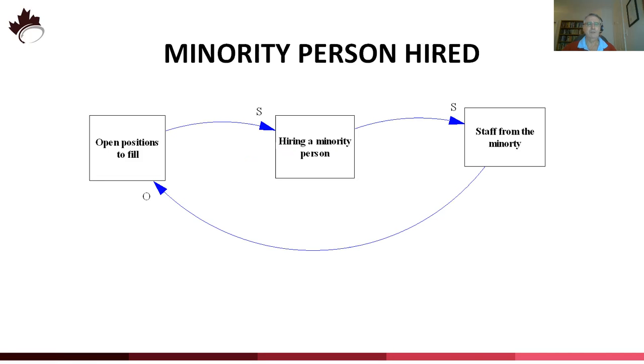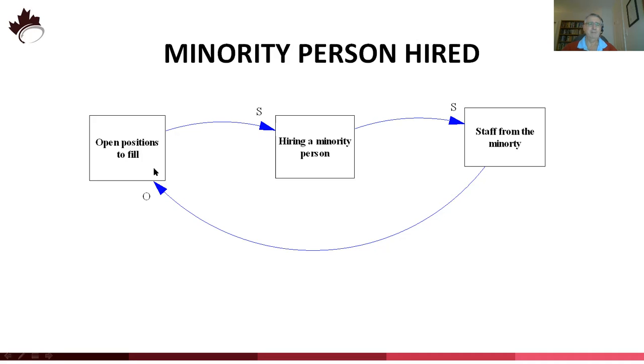So once there's an open position, there's a possibility of hiring a minority person, who will join the staff in the organization and will be a member of the organization, and that will lead back to the open positions. However, because you've increased the staff, you now have less open positions to fill. So now we have an idea that this connection is a cause and effect relationship that moves in the opposite direction. More staff leads to less positions. So we label that with an O.